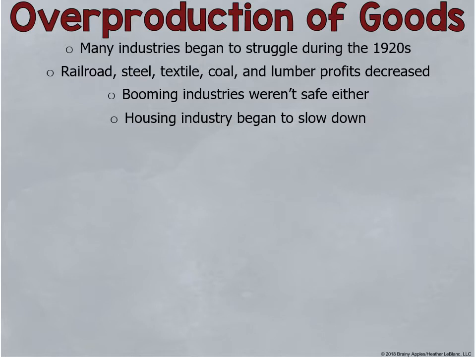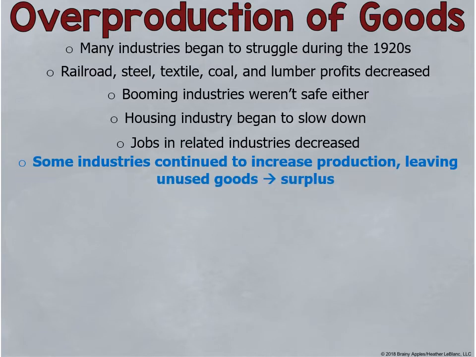The housing industry began to slow down. So we saw all the tenements and the suburbs being built around the beginning of the 1900s before World War I, and now we're starting to see a slow in that development. Of course, all the people filling these jobs is also going to decrease if the companies don't have the money to pay them. Some industries, however, continue to produce, leaving unused goods, which we call surplus. So this is extra stuff that people just aren't buying.